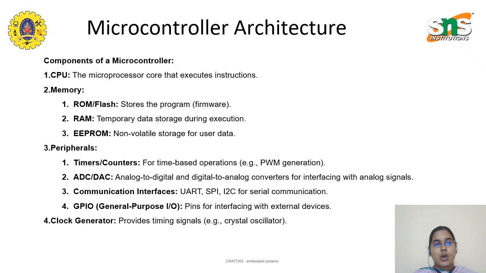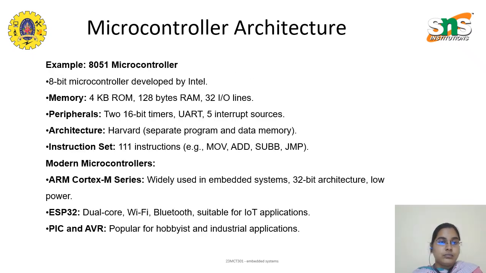First one is timers or counters for time-based operations. ADC and DAC, that is analog to digital and digital to analog converters, for interfacing with analog signals. Next is the communication interface, that is UART, SPI, I2C for serial communication. GPIO, general purpose input output pins, for interfacing with external devices. And finally, we have a clock generator which provides the timing signals with the help of the crystal oscillator.